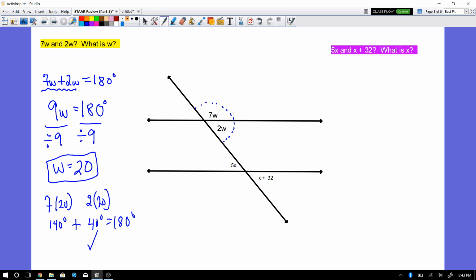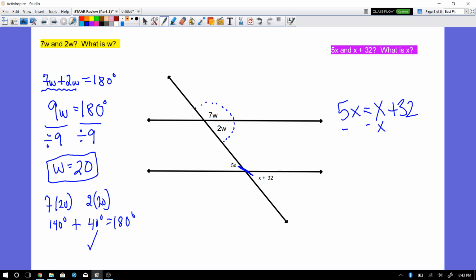What you should know about the 5x and the x plus 32 is what type of angles those are. They are vertical. And we know from what we just did previously that vertical angles are equal. So you have 5x is equal to x plus 32. All right, so now all you have to do is get all the x's over to one side. You're balancing a one-step equation.